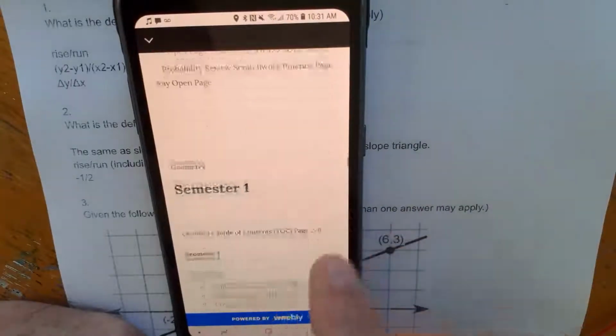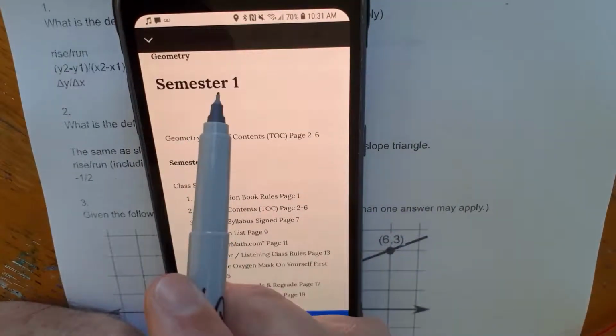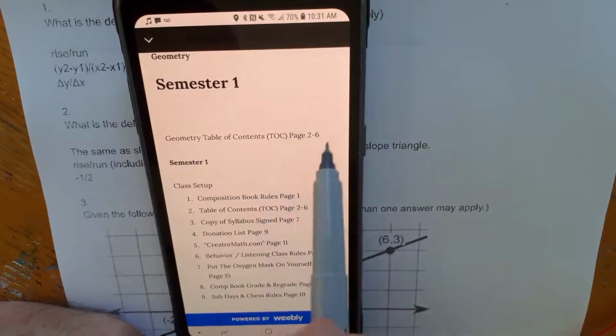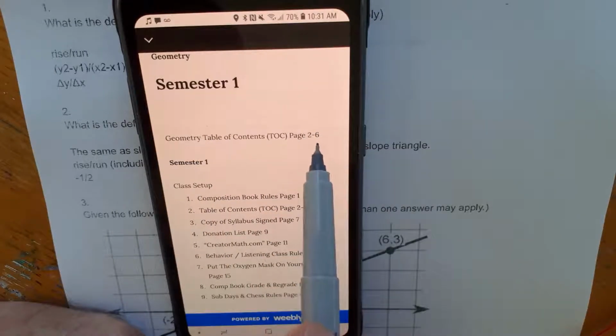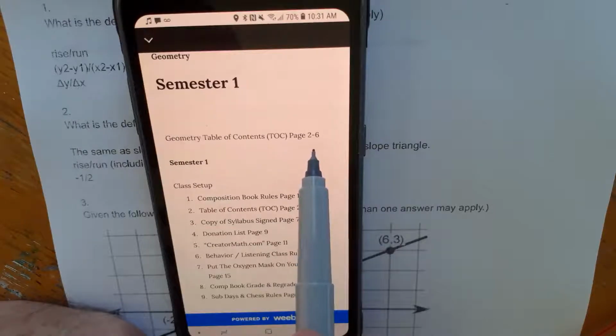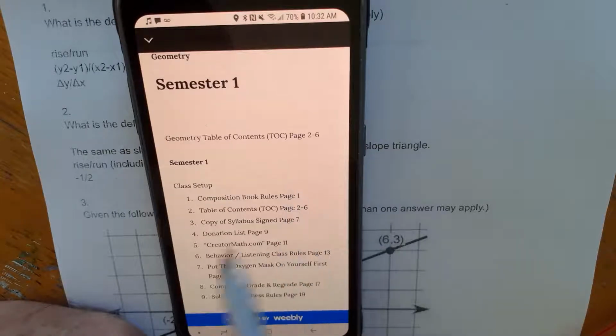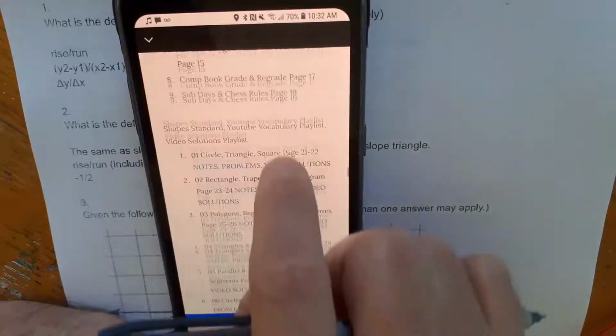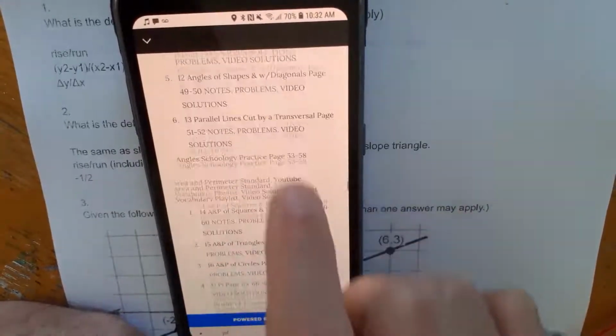Let's go to the proper semester here. For this lesson, we're in semester 1. Here's the table of contents. This should have all been written in full on pages 2 through 6 of your composition book. If you haven't done it already, please stop the video and do it now. This is table of contents. We're going to scroll down to the unit we're in.